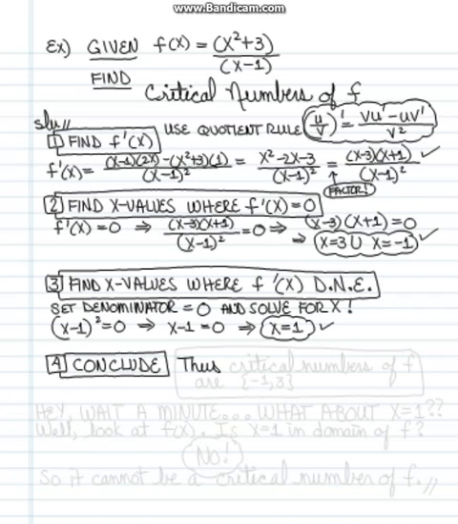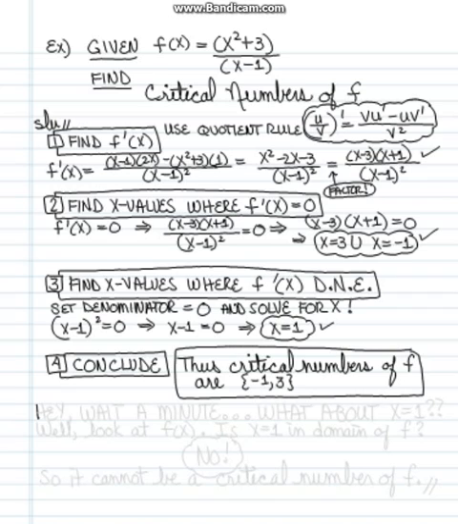And now we're ready to conclude. Thus, the critical numbers of this function f are the numbers x equals negative 1 and 3. And then I go, hey, wait a minute. Something's missing here. Remember what we did? What about x equals 1? That was a value of x for which the derivative didn't exist.